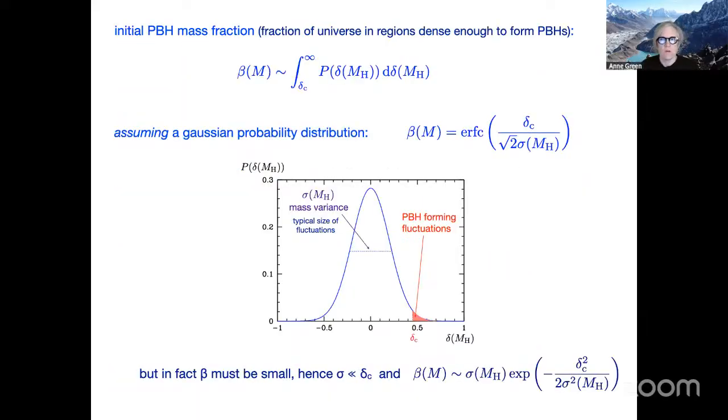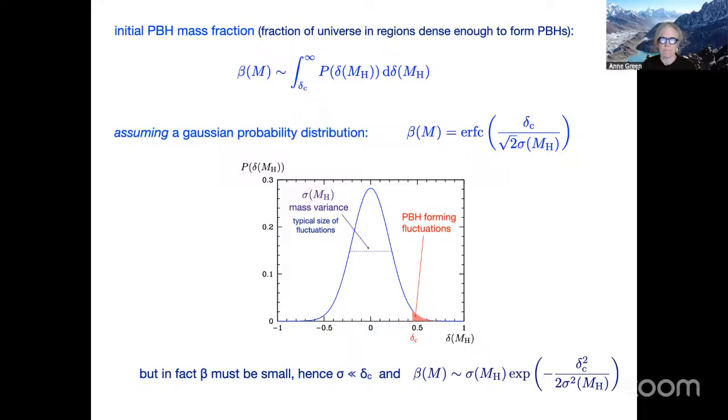The next thing we want to do is calculate how many primordial black holes we form. This is typically parameterized in terms of something called beta, the initial primordial black hole mass fraction, which is the fraction of the universe in regions that are dense enough to form primordial black holes at the time they form. So you take the probability distribution of your density contrast, smoothed on a particular scale, which we're specifying here in terms of the horizon mass, i.e. the mass of the primordial black hole that forms roughly, and then you integrate that distribution from the threshold up to infinity.